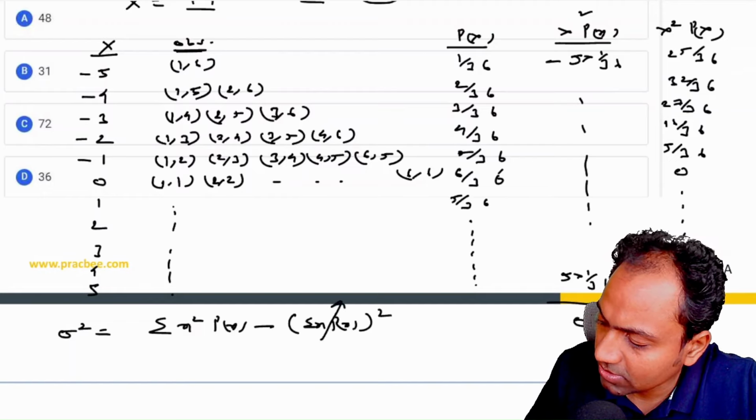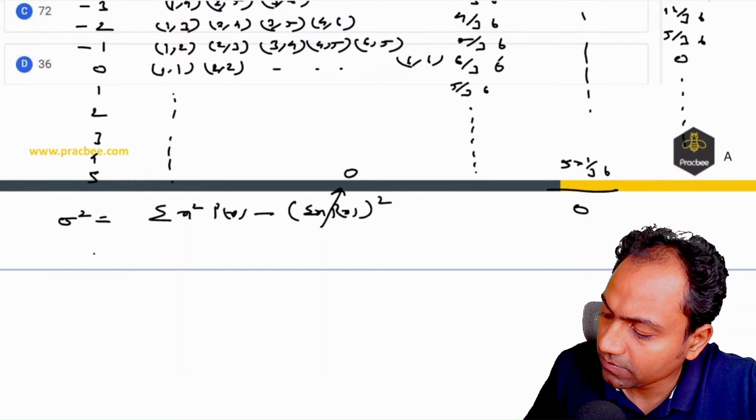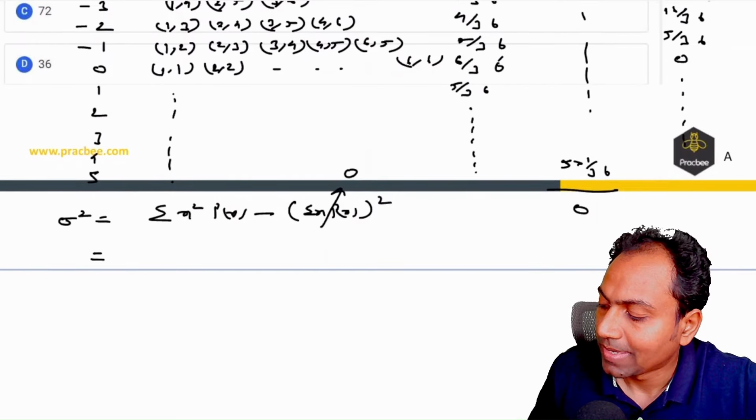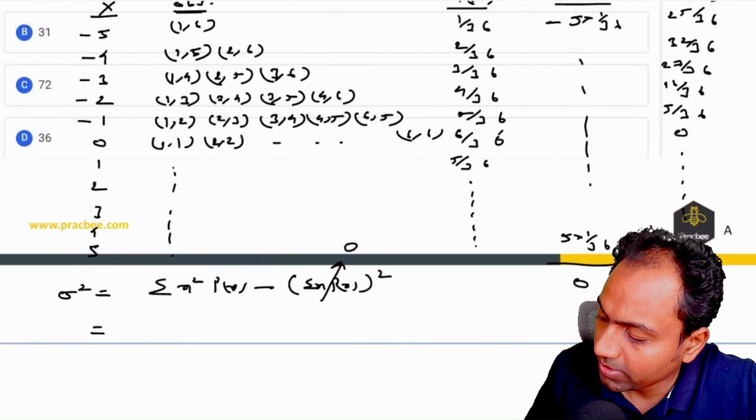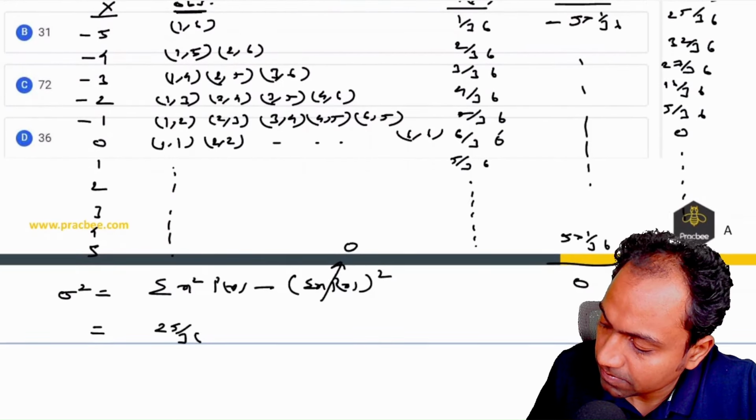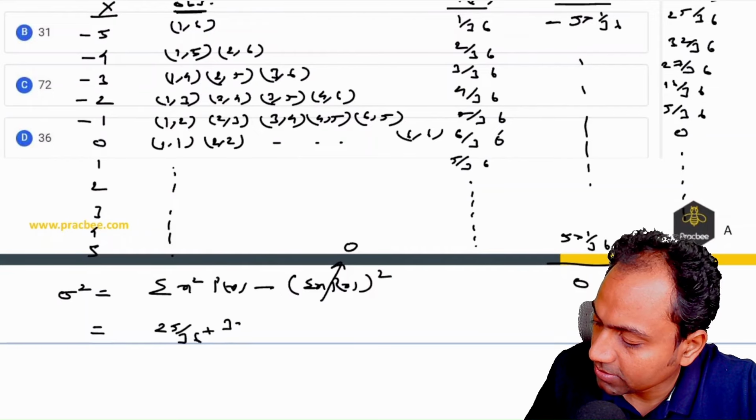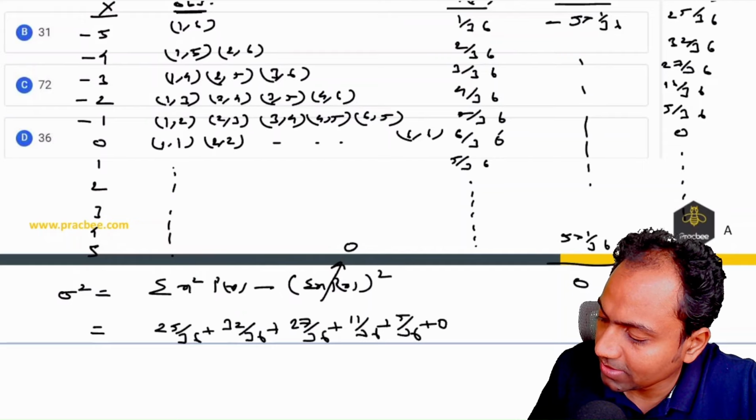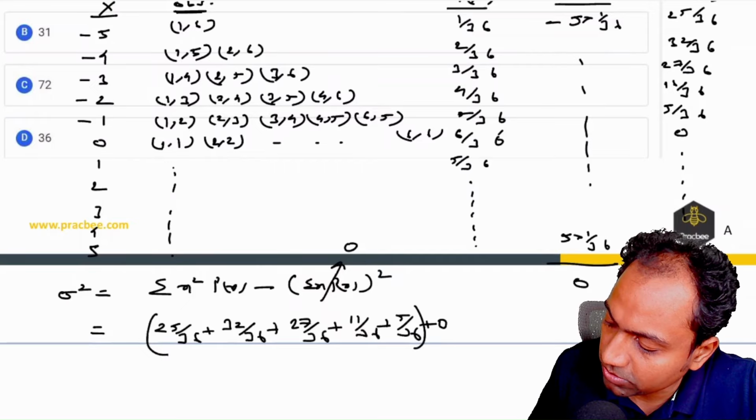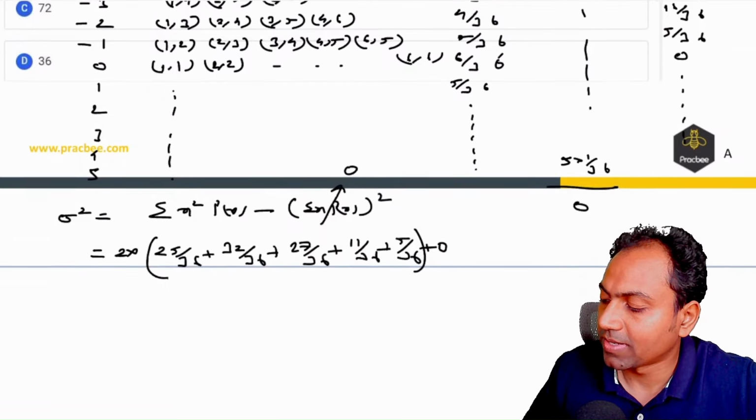Now see, this term is coming out to be 0, so no need to worry about that. We need to just worry about summation of x square px, and this becomes nothing but, if I start writing values, 25 by 36, then 32 by 36, then 27 by 36, and then 11 by 36, and then 5 by 36 plus 0, and then same values will again repeat. So this part will again get repeated, so into 2. So this is what we are getting as sigma square.